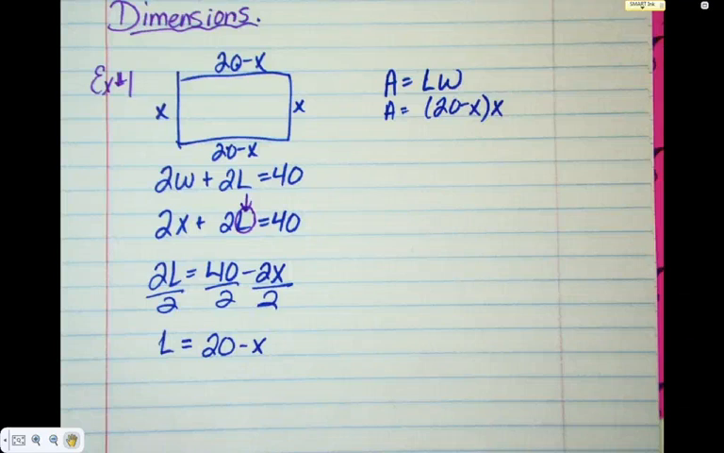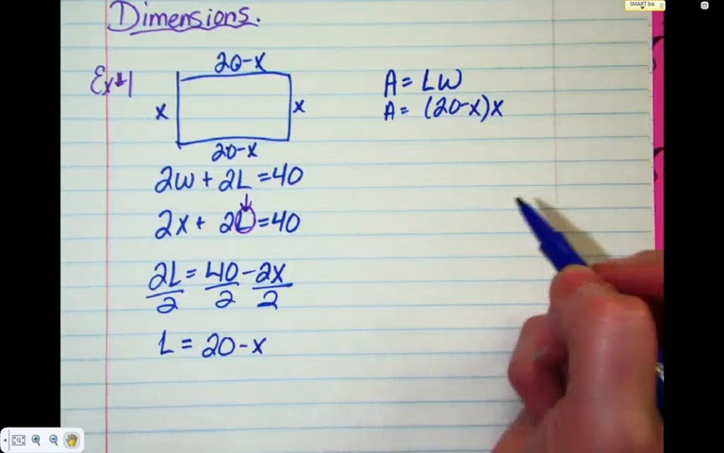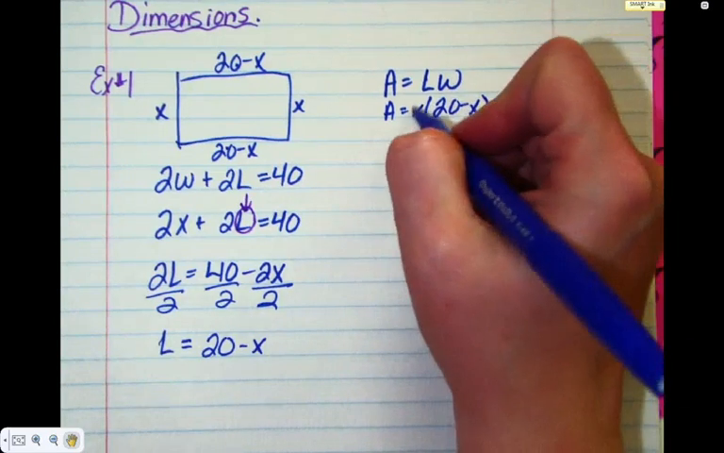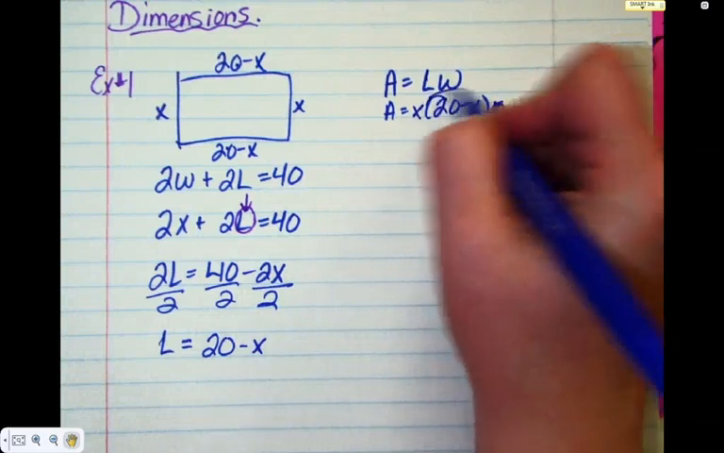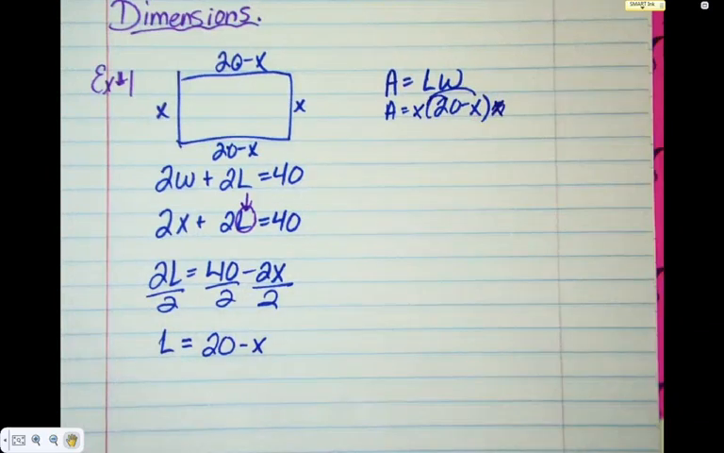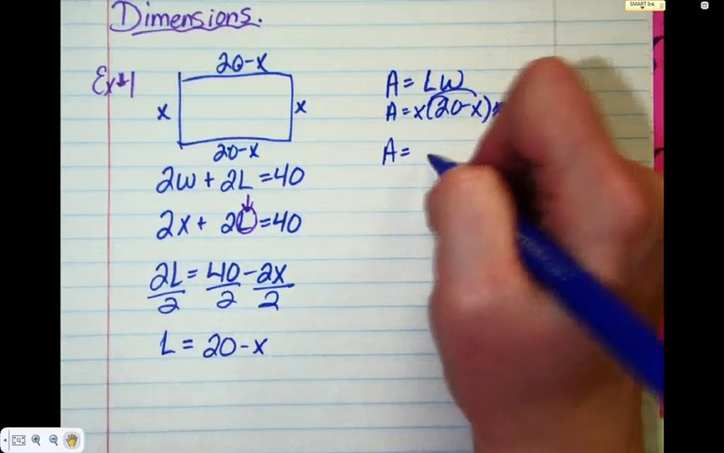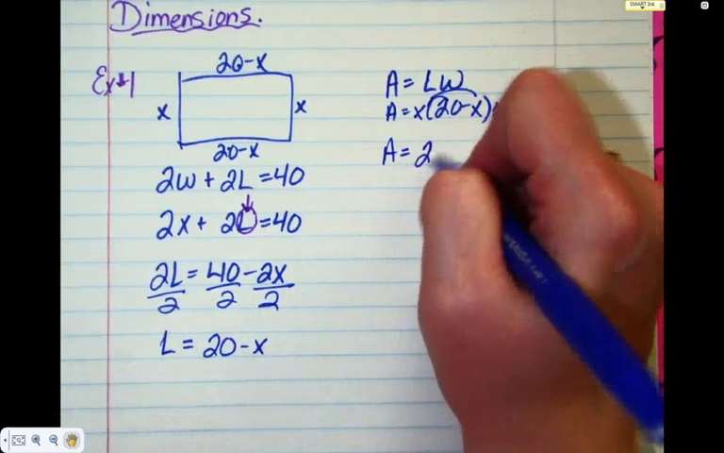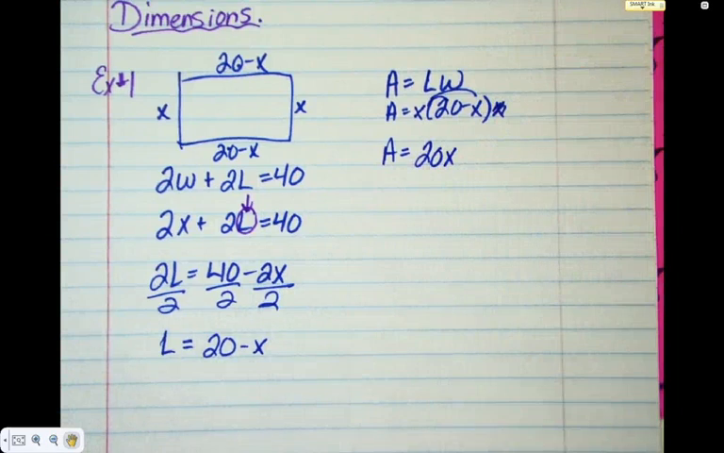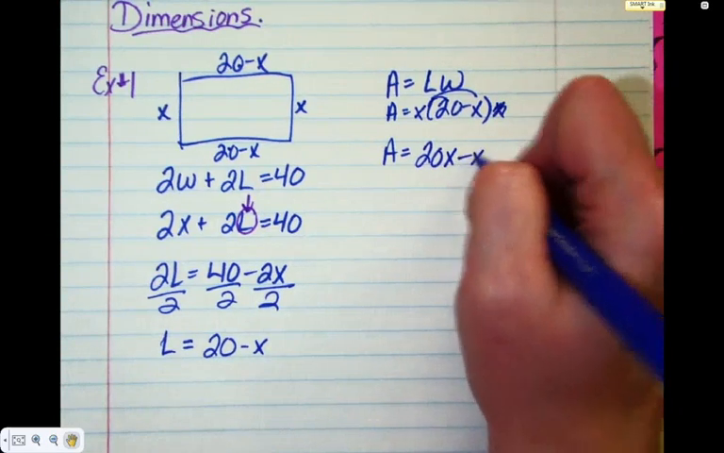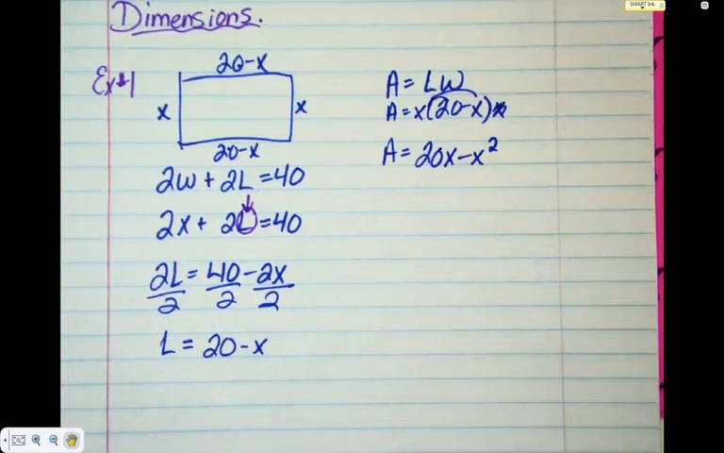Don't like those brackets. Mathematicians, we try to get rid of brackets, so I'm just going to distribute. If you need to move the x to the front for your brain to see it's a distribution, then do that. If your brain's fine with it being in the back, put it in the back. So x times 20, and x times negative x. What kind of equation is that? Quadratic, and that's why we're doing it in this unit.